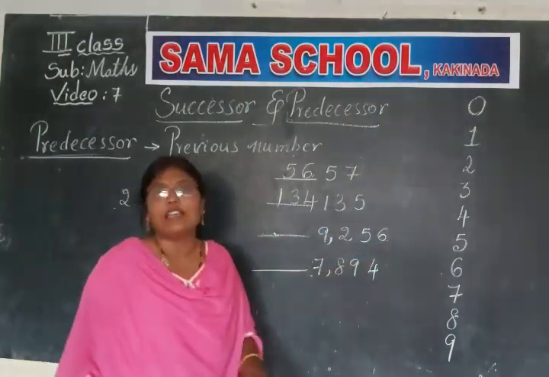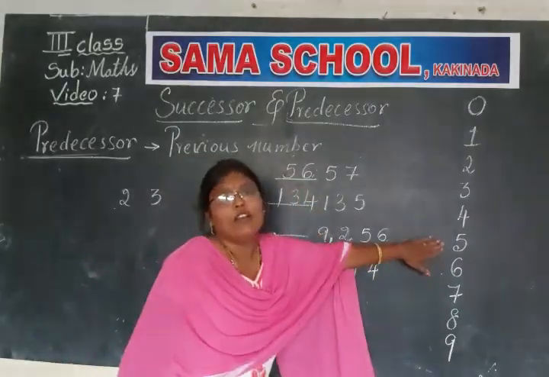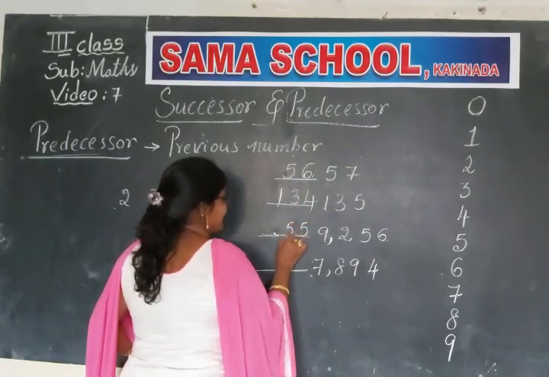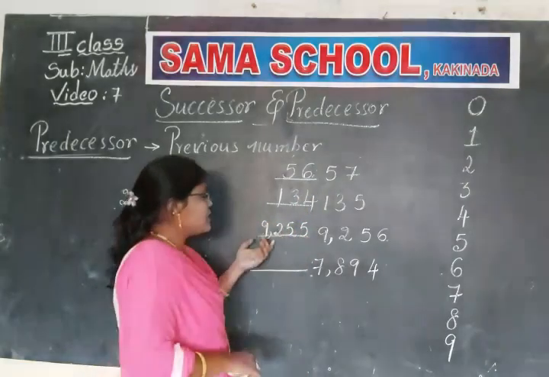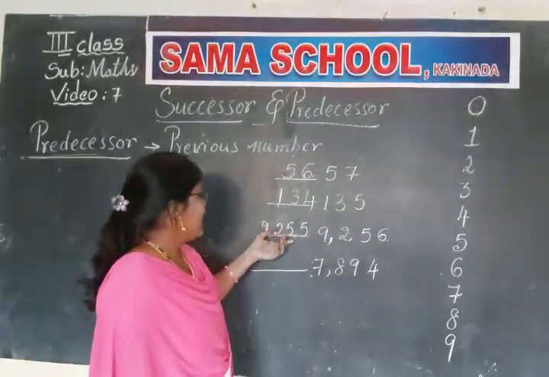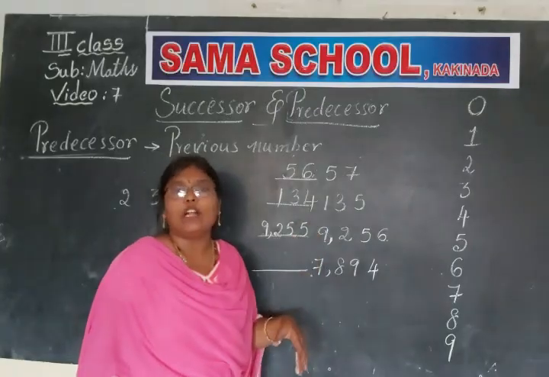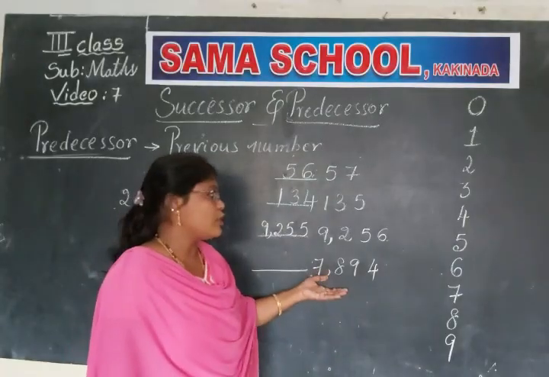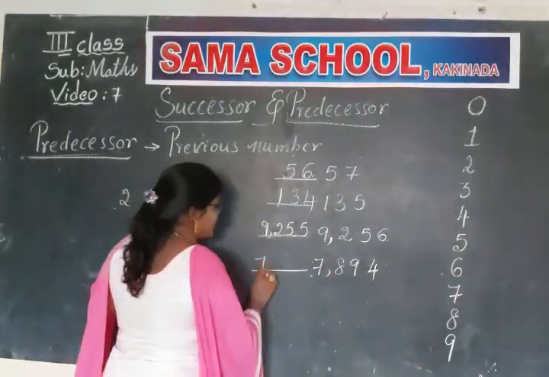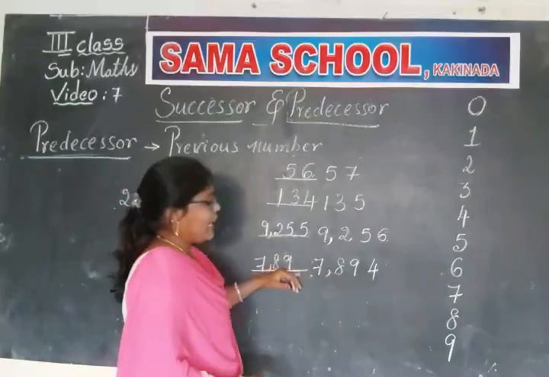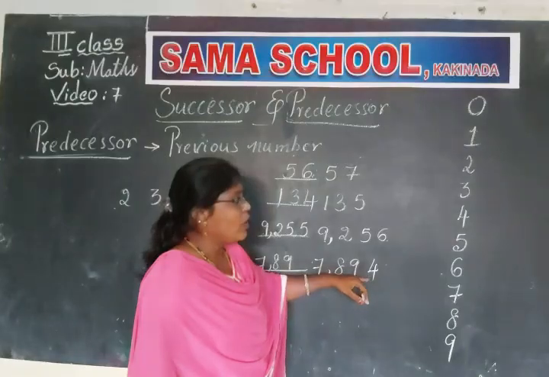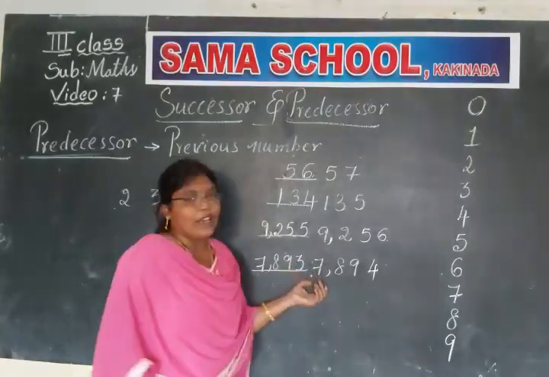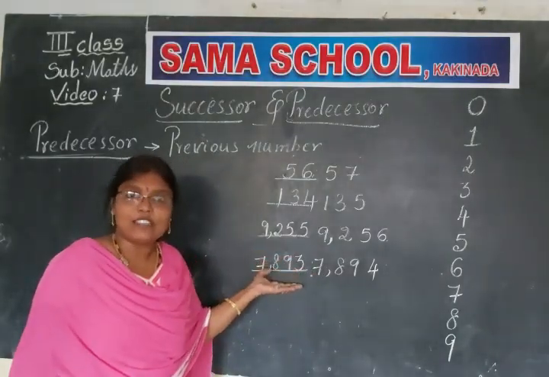See here we have 4 digits, up to the thousands digit. What is the ones place digit? 6. What is the predecessor of 6? 5. So write 5 in ones place and the remaining digits as they are. So 9255 is the predecessor of 9256. Next, 7894. What is the predecessor of 7894, children? 7890. What is the predecessor of 4? 3. So 7893. Now do you understand how to frame the predecessor?